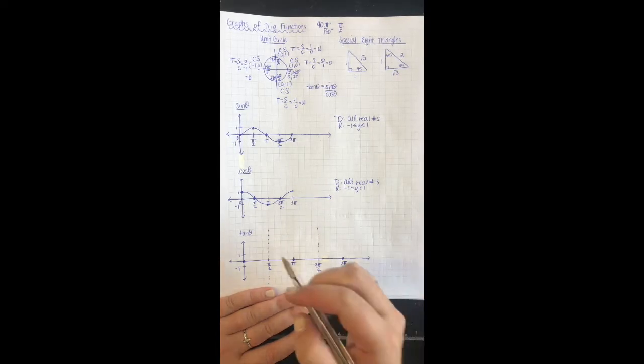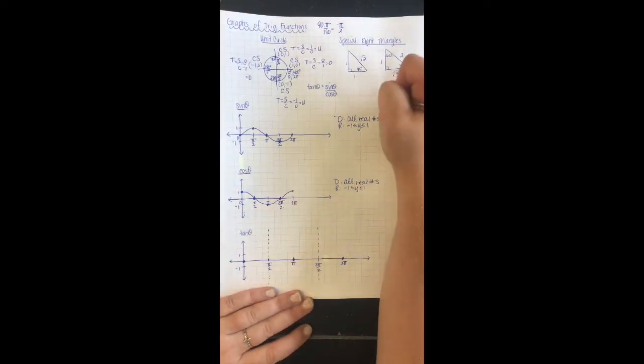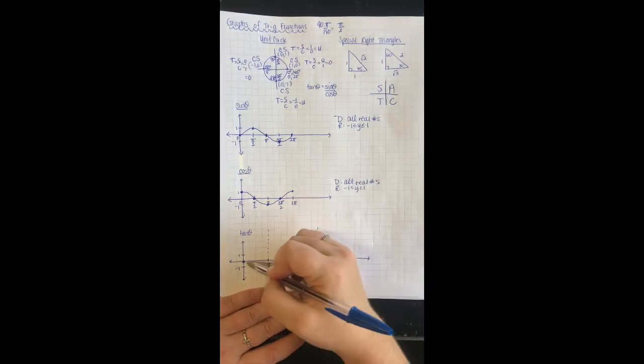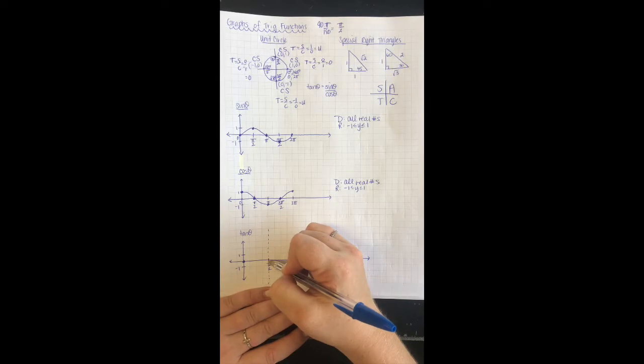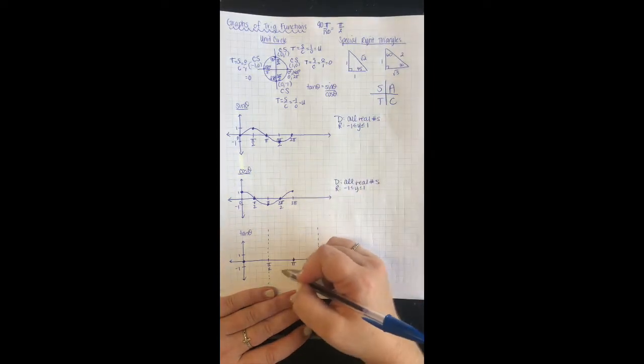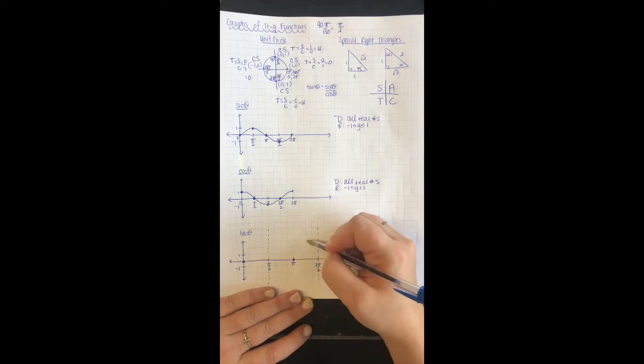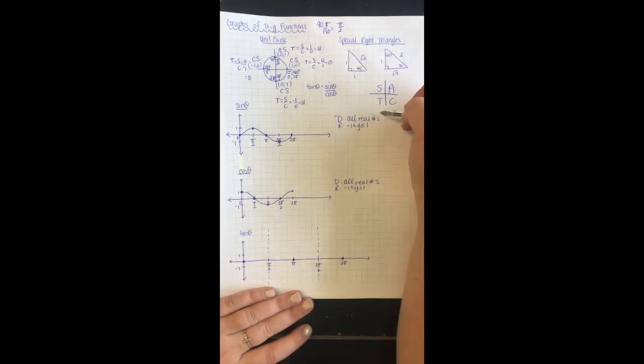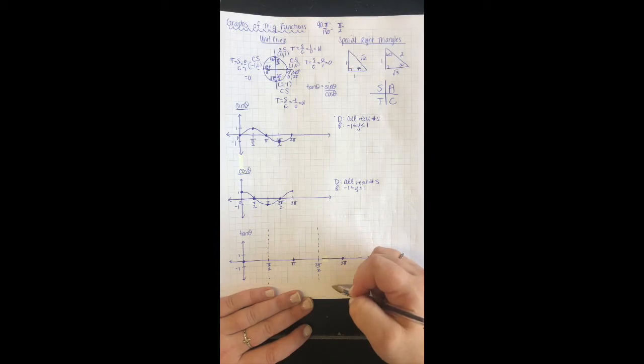All right, so as we go through, remember our ASTC chart. This is our first quadrant. 0 to pi over 2 is our first quadrant. Okay, tangent will be positive. In the second quadrant, tangent will be negative, so we're going to need a value down here. In the third quadrant, tangent will be positive, and in the fourth quadrant, tangent will be negative.